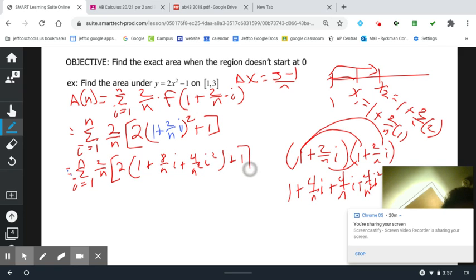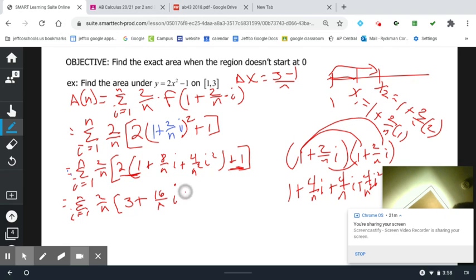Plus the one that was out there before. Okie dokie. When you get good at these, you might combine a step or two, but I'm going to go slow. So when you distribute and combine like terms, I get a 2, but I also have a constant out there, so I'm going to get a 3 plus 16 over n i plus 8 over n squared i squared.